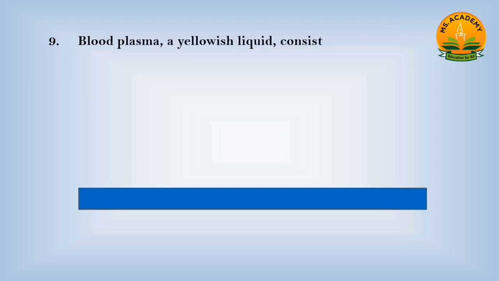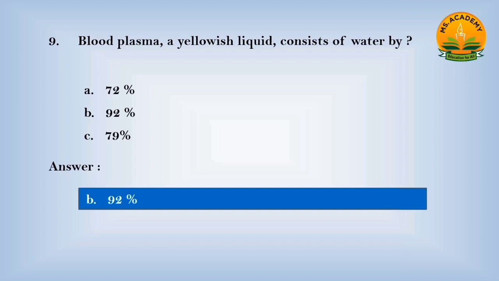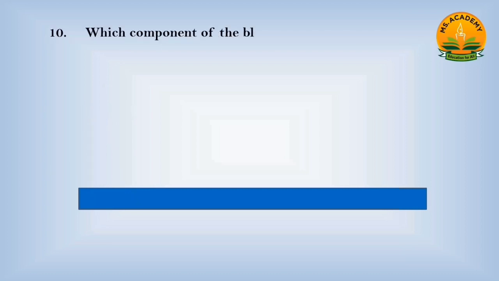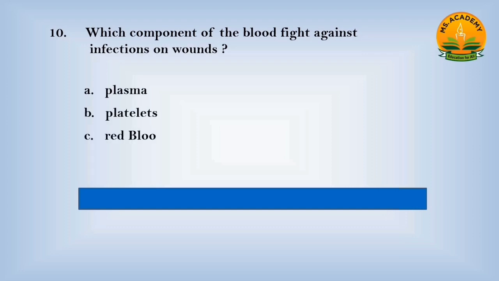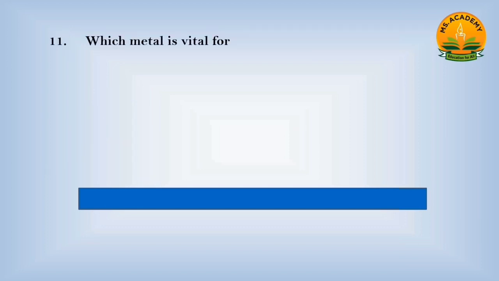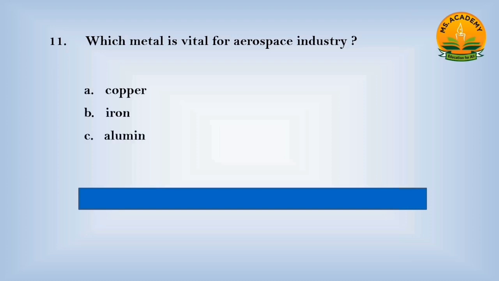Blood plasma, a yellowish liquid, consists of water by A. 72%, B. 92%, C. 79%. Answer is B. 92%. Which component of the blood fights against infection on wounds? A. Plasma, B. Platelets, C. Red blood cells. Answer is A. Plasma. Which metal is vital for aerospace industry? A. Copper, B. Iron, C. Aluminium. Answer is C. Aluminium.